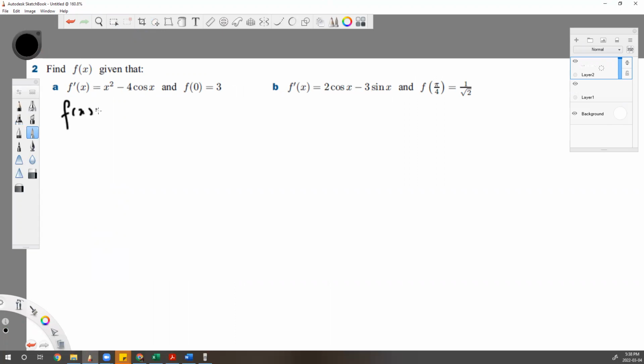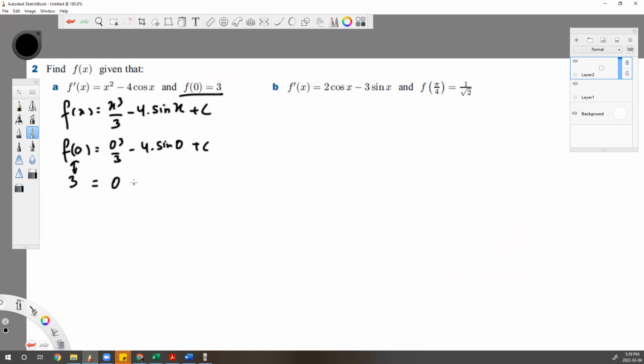So f(x), okay, I do it fast. x cubed over 3 minus 4 cos becomes sine, right? Okay, see, it's very complicated. Plus C, very fast. F(0) equals 3, so 0 cubed over 3 minus 4 times sine 0 plus C, and it is 3, right? Sine 0 is 0 also, so 0 plus C.